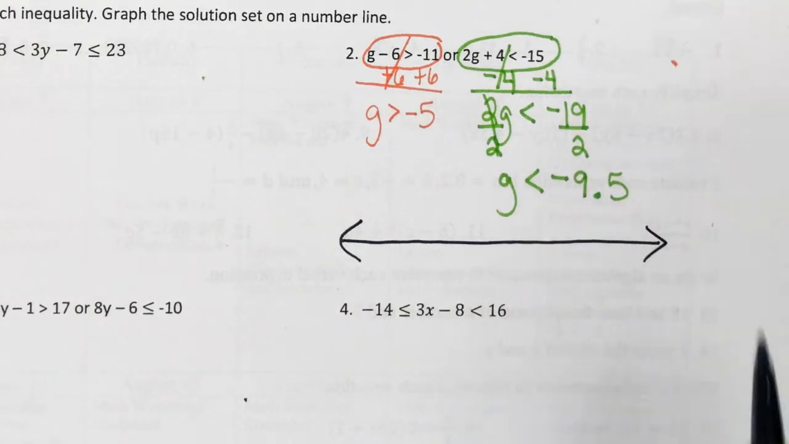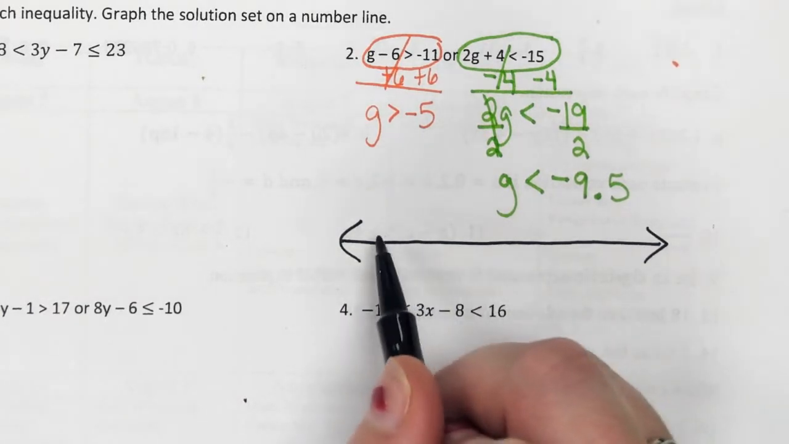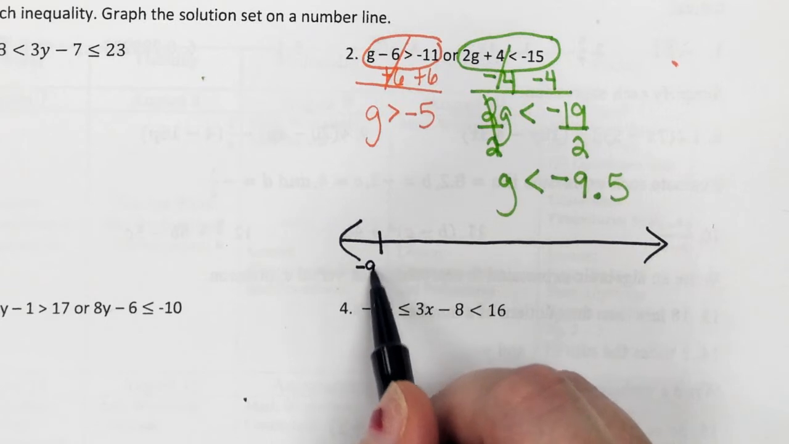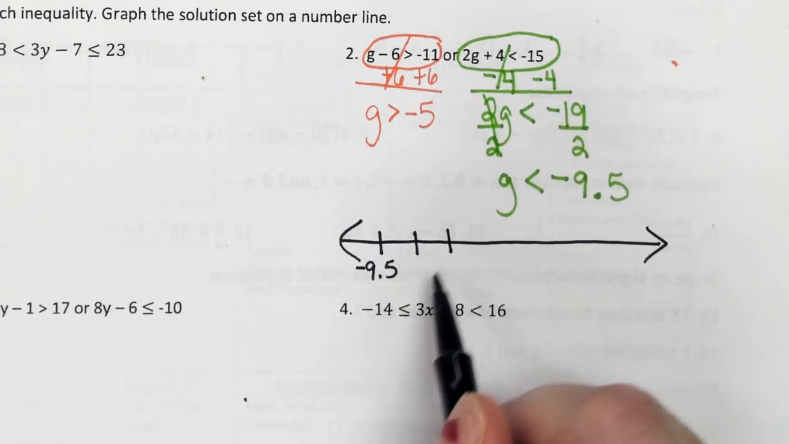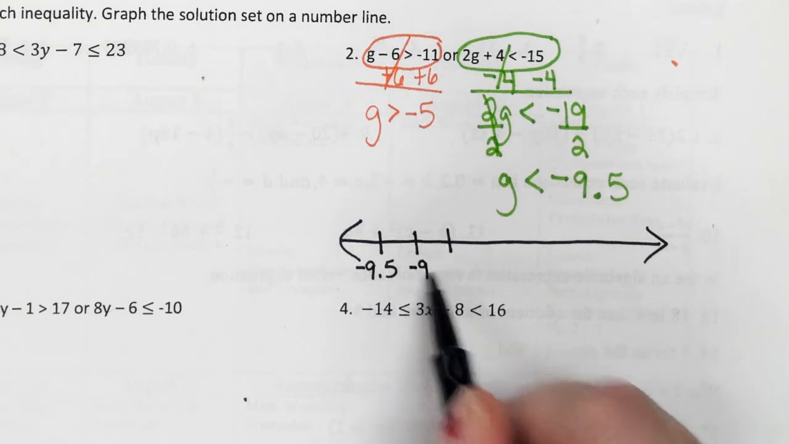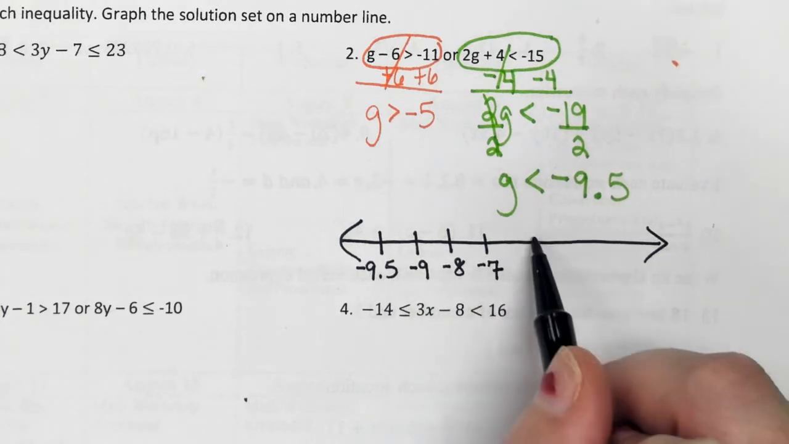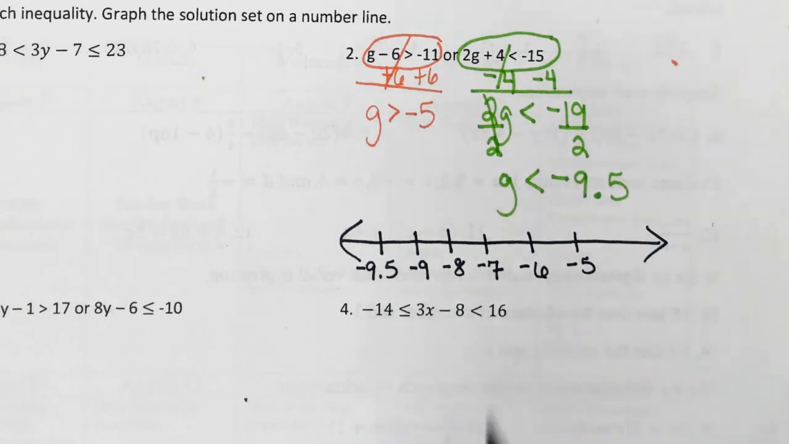Okay, now this one's got to be a bigger graph, okay? Because we've got to go from negative 5 to negative 9.5. So which one comes first? Oh, negatives are backwards. There you go, negatives are backwards, right? What comes after negative 9.5? Then negative 8, then negative 7, negative 6, and negative 5, right? Y'all okay? I made my graph a little too big.